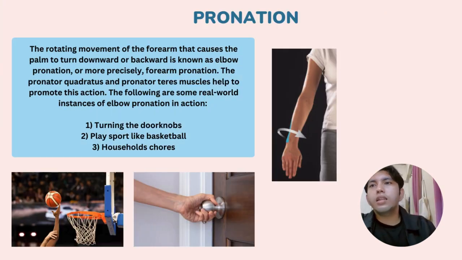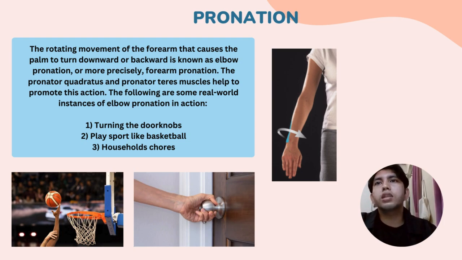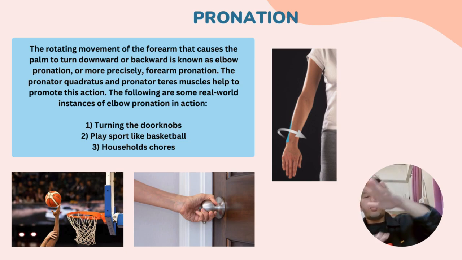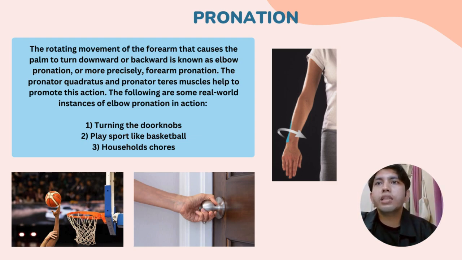The third functionality performance of the elbow is pronation. Pronation is basically the rotating movement of the forearm that causes the palm to turn downward or backward. It's known as elbow pronation. So if you do your hand like this, when your palm is facing downward, it is called pronation. The pronator quadratus and the pronator teres muscles help to promote this action.